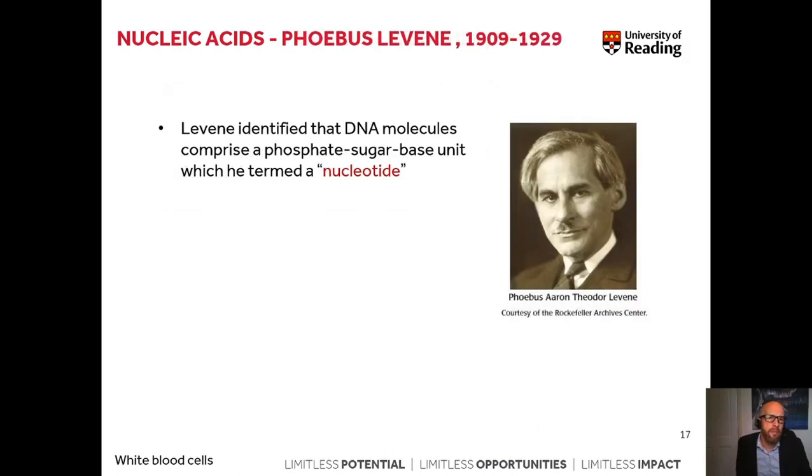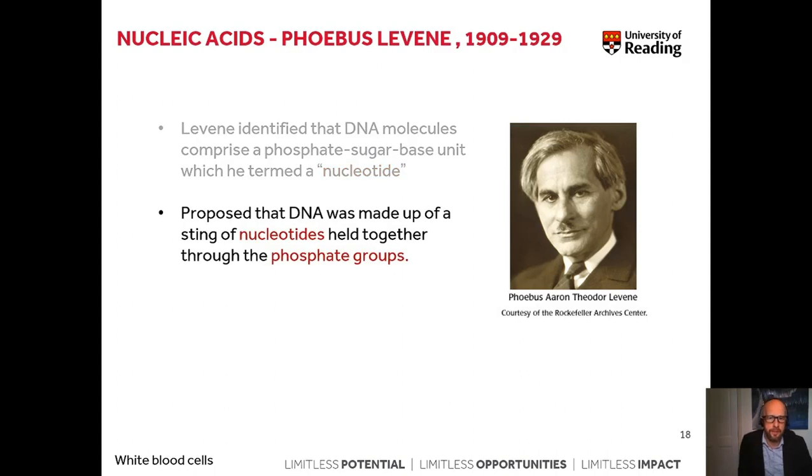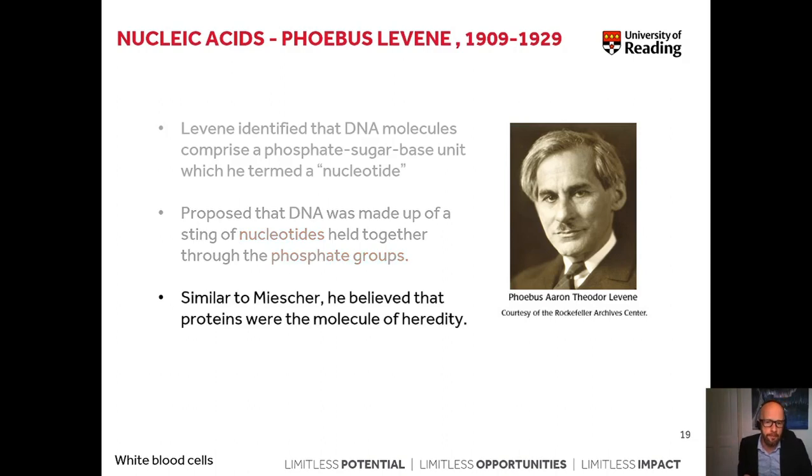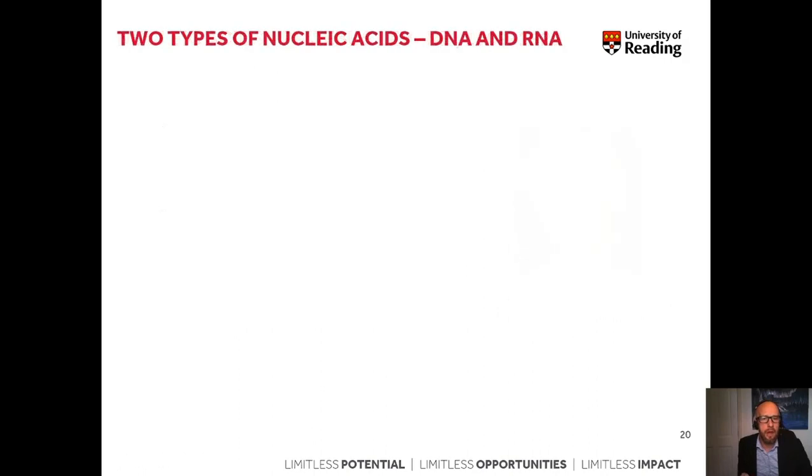Slightly later, between 1909 and 1925, Phoebus Aaron Theodore Levene identified that DNA molecules comprise a phosphate-sugar-base unit, and he termed this unit a nucleotide. He also proposed that DNA was made up of a string of nucleotides held together through the phosphate group. Similar to Miescher, he also believed that proteins were the molecule of heredity.